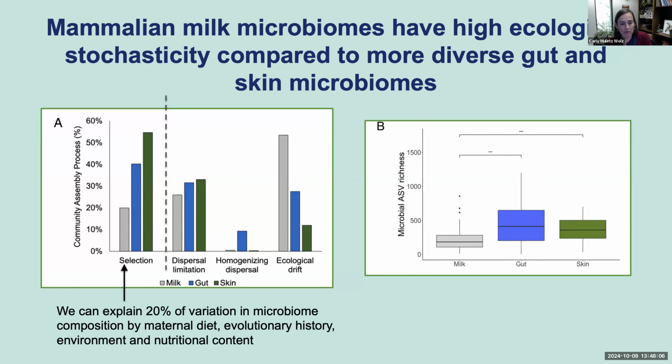And it was really neat that in these 2 analyses, two independent analyses, we found that selection was acting on about 20% of the community assembly processes, and then we were able to explain 20% of the variation by maternal diet, host species, environment, and nutritional content. So it seems that we've explained everything that we can about what the selective pressures acting on these communities are.